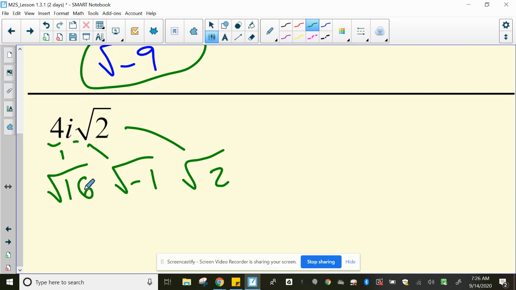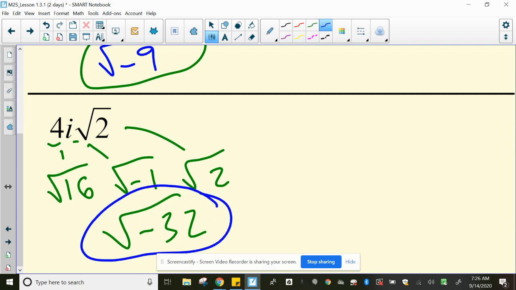Now we put all these together. So we're going to multiply 16, -1, and 2. Well, that's going to be -32. So we have square root of -32. That would be our whole expression rewritten as just one radical.